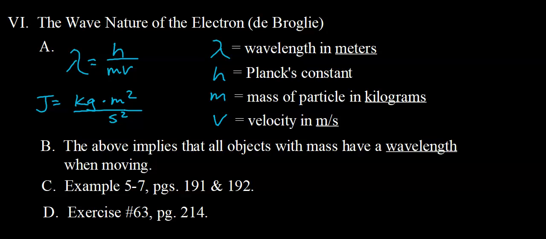Go ahead and do number 63 on page 214. Go ahead and pause the video, and I'll give you the answer. So we end up with a value that is 1.68 times 10 to the negative 10th meters. I went ahead and expressed that also in angstroms, 1.68 angstroms.